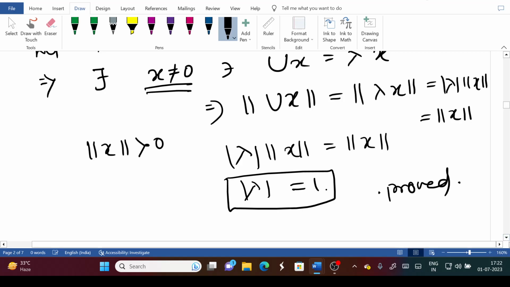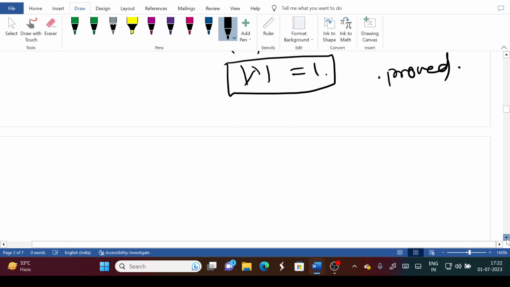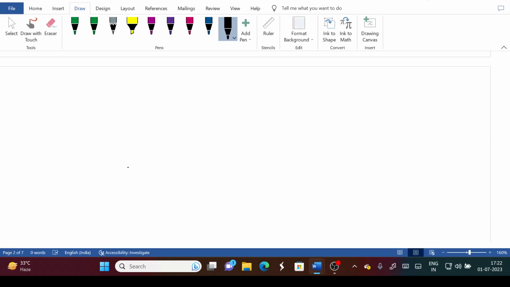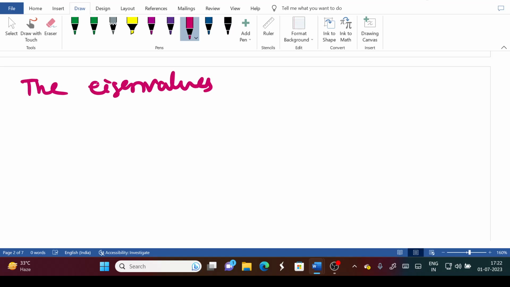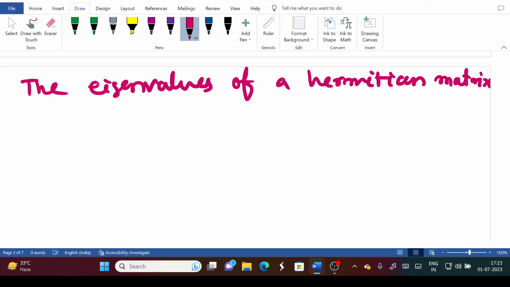Now we will prove that the eigenvalues of Hermitian matrices are real. It is important again. The eigenvalues of a Hermitian matrix are real.